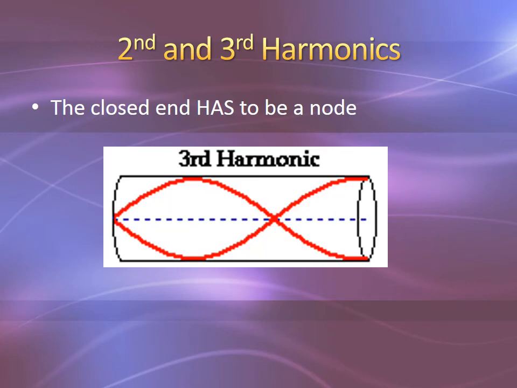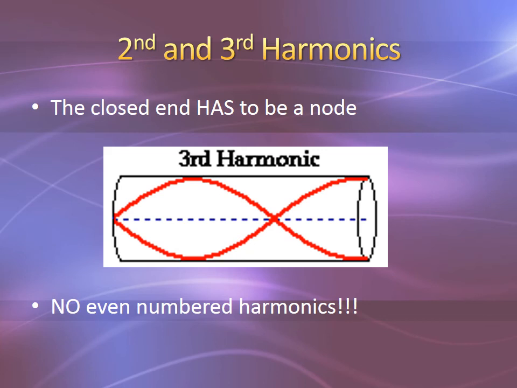Well, it turns out that in order to get a node in the middle and then a node at the end, I've actually gone from 1/4 of a wavelength to 3/4 of a wavelength. If I wanted half a wavelength in there, I'd end up with either two nodes, and I'd have to have both ends closed, which doesn't work, or I'd have to have both ends open. So it works out that for a tube that is closed on one end, there are no even-numbered harmonics.